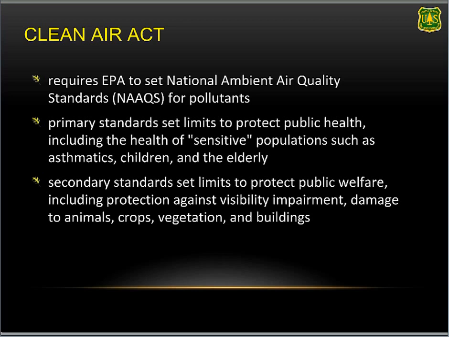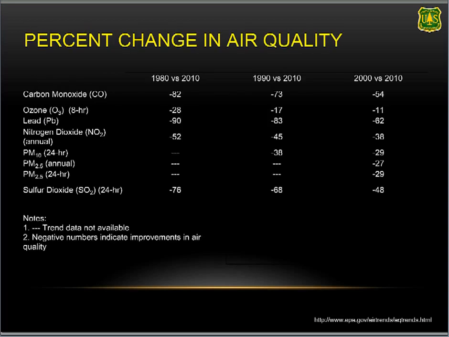I'm going to show you some statistics from the United States for some of these national ambient air quality standard levels. First is to show you how the air is getting cleaner. In the past 30 years, based on the EPA standards, carbon monoxide has gone down by 82%, ozone by 28%, lead by 90%, nitrogen dioxide by 52%, and sulfur dioxide by 76%. And you can see recently, in the last 10 years, particulate matter has also gone down by about 30%. So the air quality is getting much better in terms of the air in our nation.